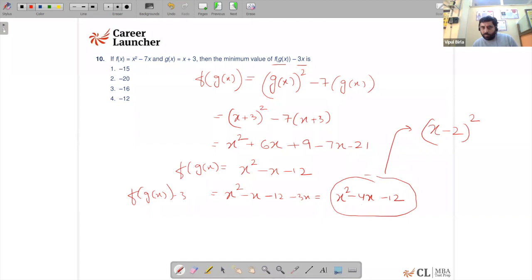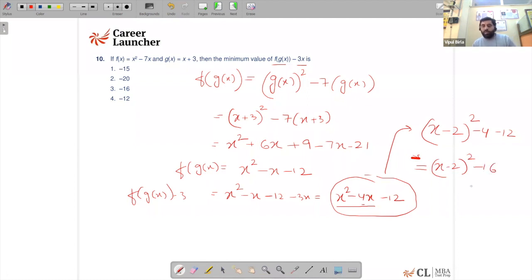Just take half of the coefficient. So if I expand it, it will become x square minus 4x plus 4. What I've done is written this as a perfect square. Since it is plus 4, we need to write minus 4, and minus 12 was already there. Therefore, this can be rewritten as x minus 2 square minus 16.